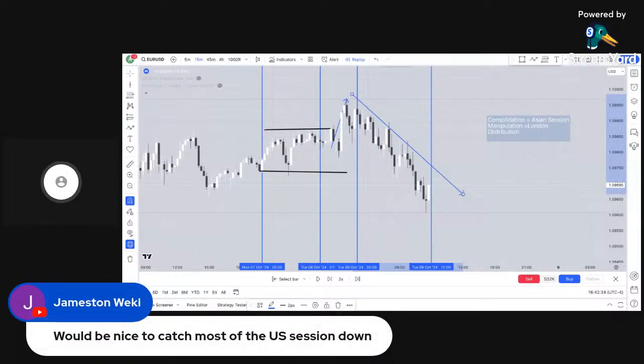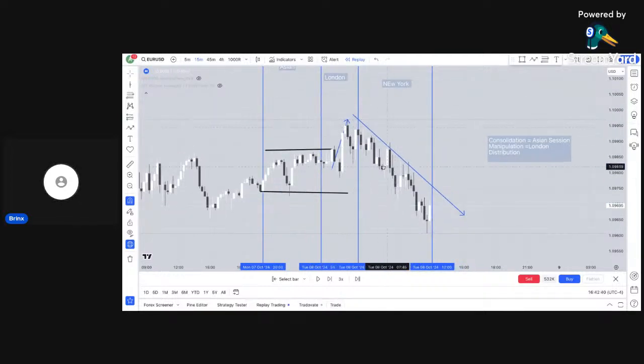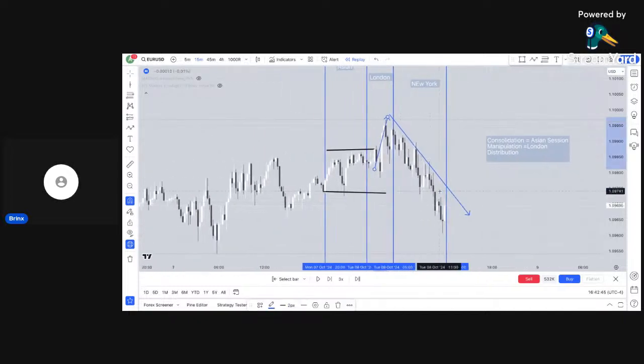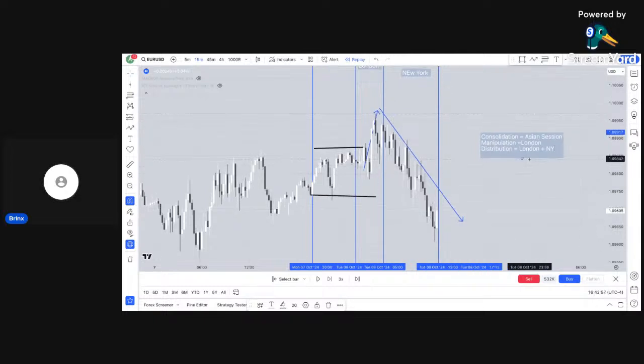Okay, so Jensen says it would be nice to catch most of the US session down. So cool. So the trend starts in London, right? But you're right. I would rather catch the majority of this down. And so that's exactly what distribution is, right? So the majority of the distribution is what we try to capture as traders. And that's going to usually kick off in London session and continue in the New York session.